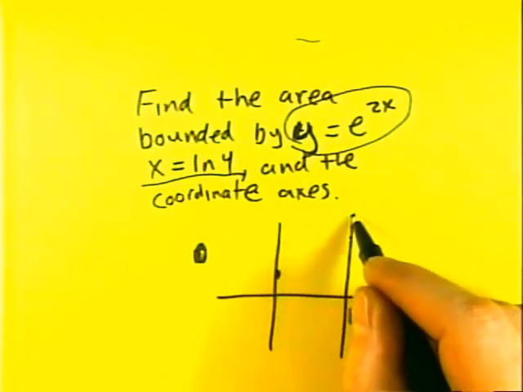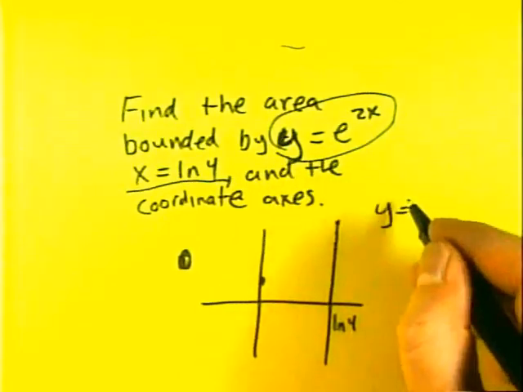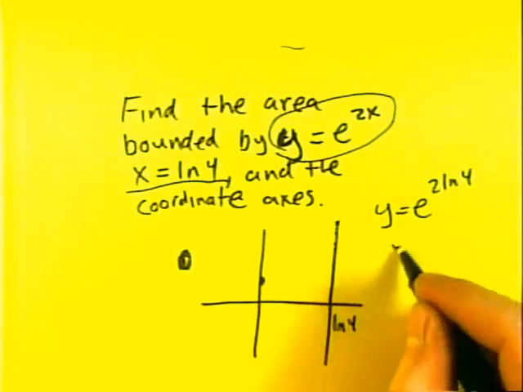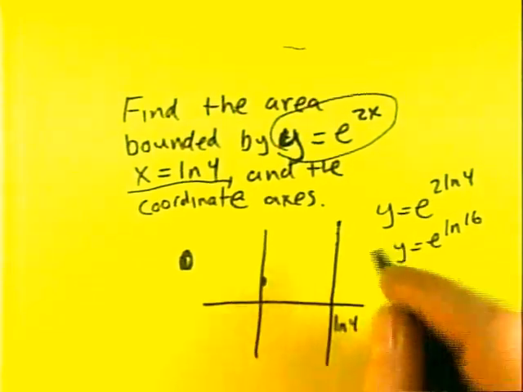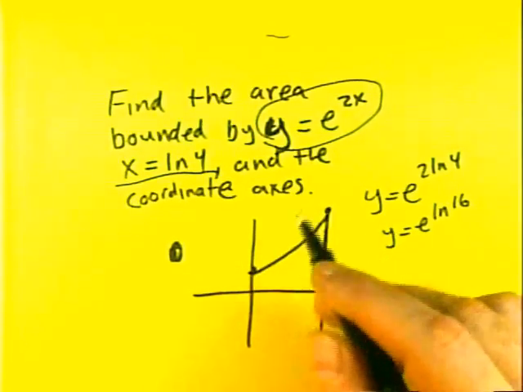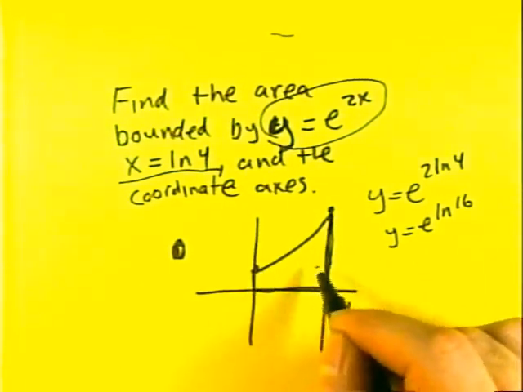Well, what about when x is equal to natural log of 4? What does y equal then? 16. Wow, that's really good, that's quick. e to the natural log of 4 squared, or e to the natural log of 16, so it's 16. So the curve looks something like this. So this is what we're looking for, this area right here. How would I find the area of this region?